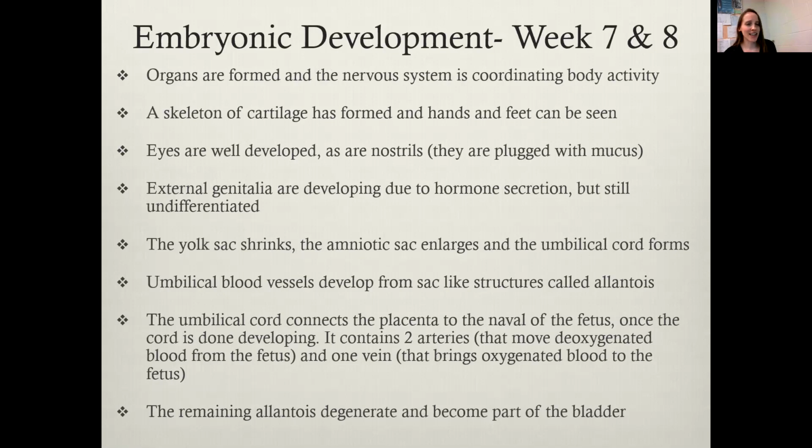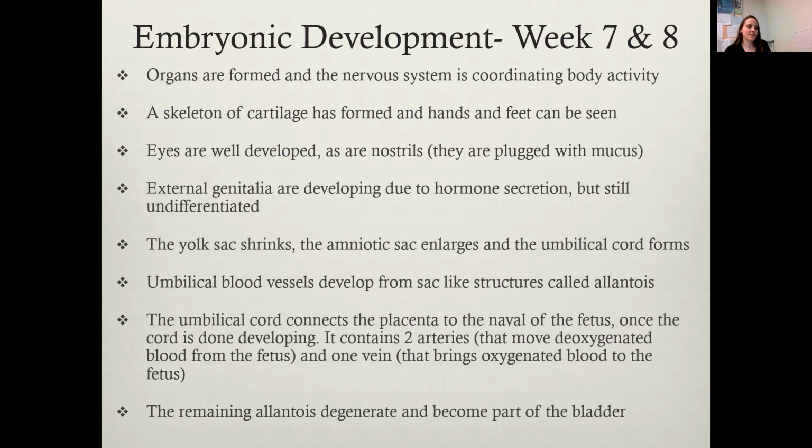External genitalia starts developing, so that's like the penis and vagina, though it will not actually differentiate into a penis or a vagina at this point. It's just kind of very, very early on developing those sex characteristics. The yolk sac will shrink. It's starting to produce fewer red blood cells at this point. The amniotic sac is going to enlarge in order to make more room for a growing embryo and then fetus. And the umbilical cord will start to function more and more at this point.